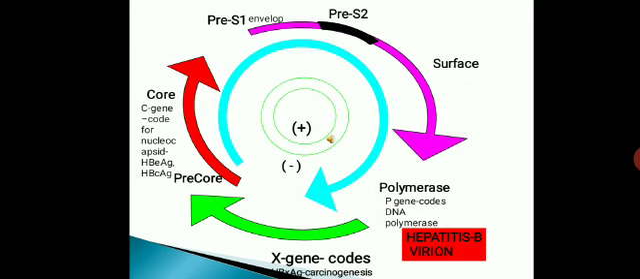Now this is the double-stranded DNA. The light blue is the DNA polymerase. Then the red one is the core protein, the X gene is the green one, and the surface gene is the pink one.